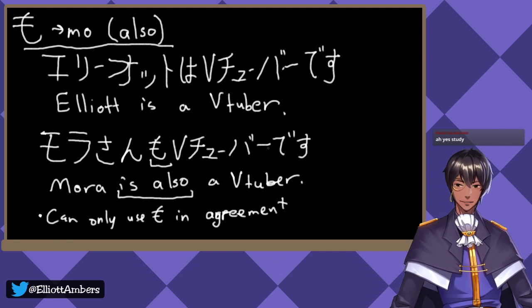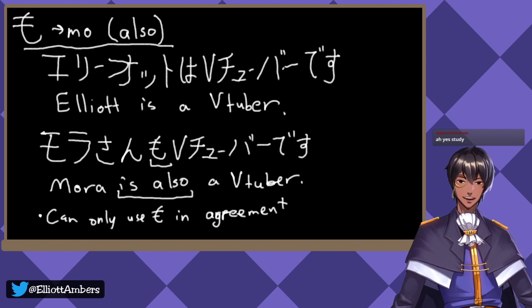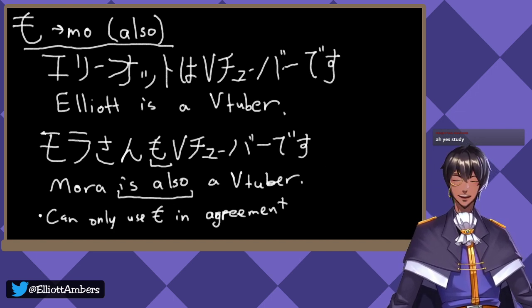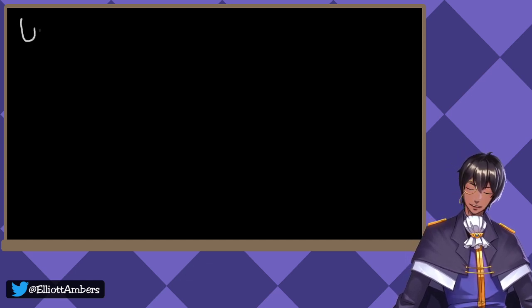So, we can only use mo in agreement. Mora mo VTuber desu. But if someone isn't a VTuber, we have to talk about how we would say is not. We make a new layer. And that's going to be our next term. It's going to be ja nai.